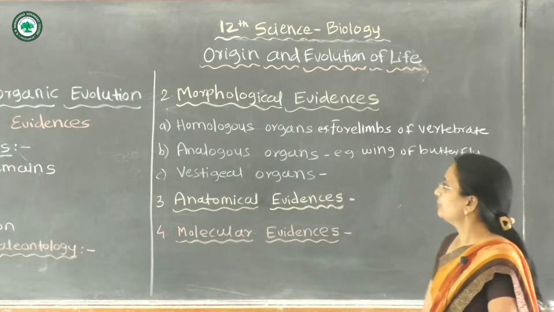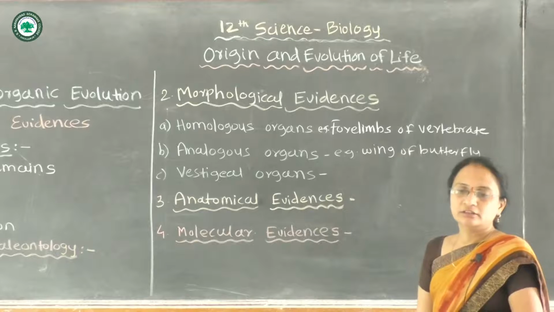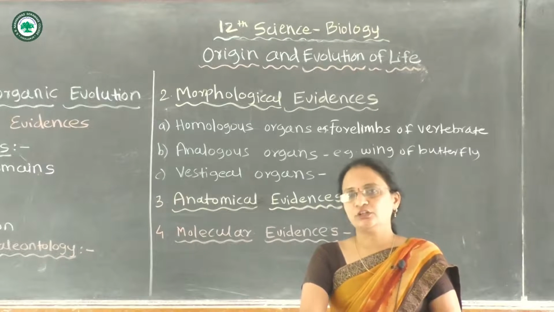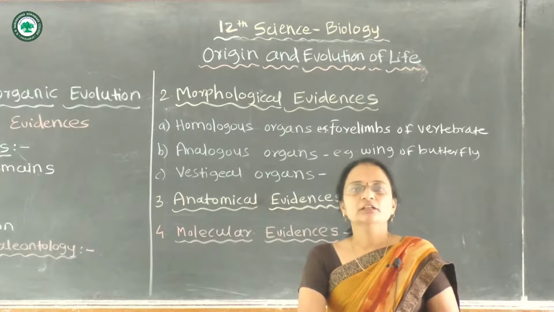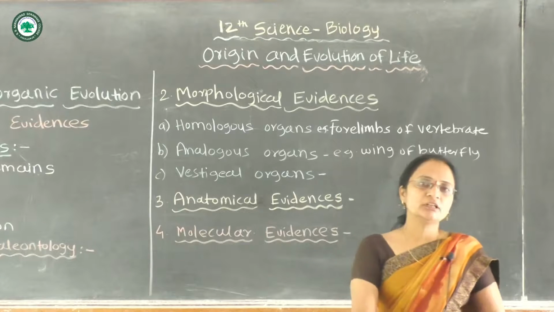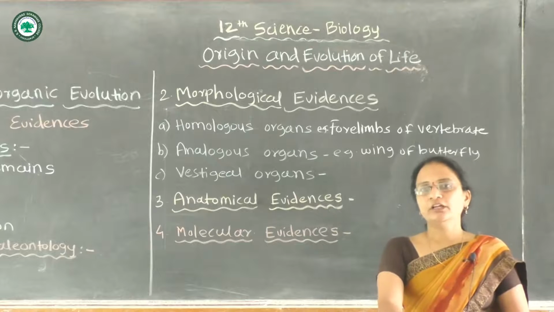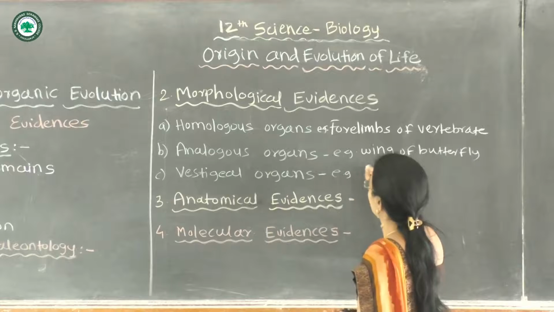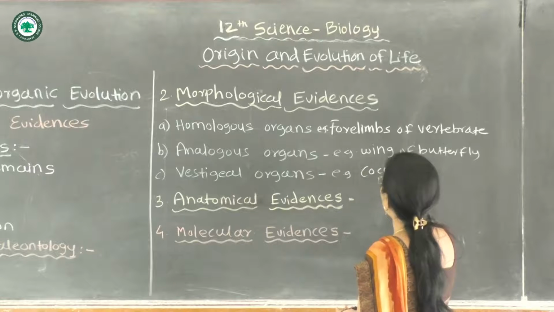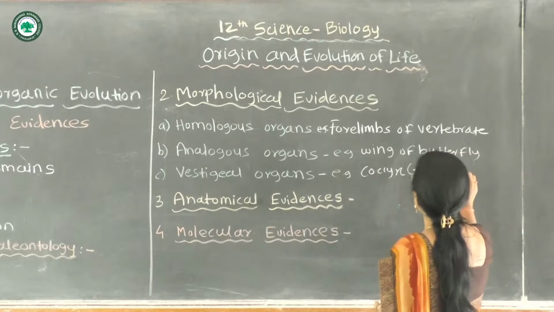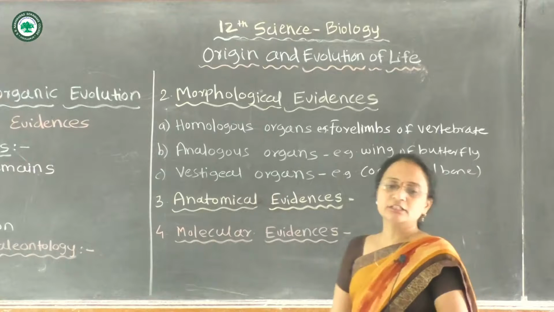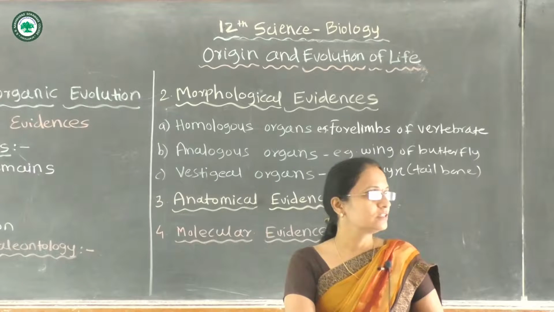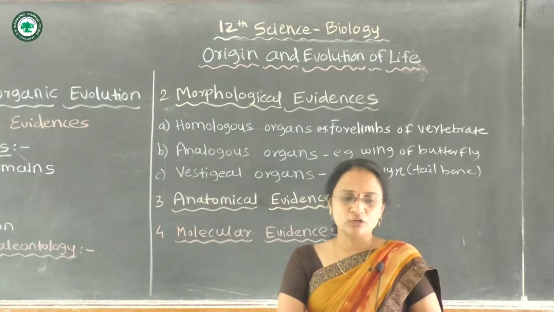The next organ is the vestigial organ. This vestigial organ is called a non-functional organ, but even after evolution was completed, this organ remains as it is in the body of the mammal. Let's take the example of the mammal here. For example, the coccyx is called the tailbone. It is still present in the human being, but it is a functionless organ. These organs are called vestigial organs.